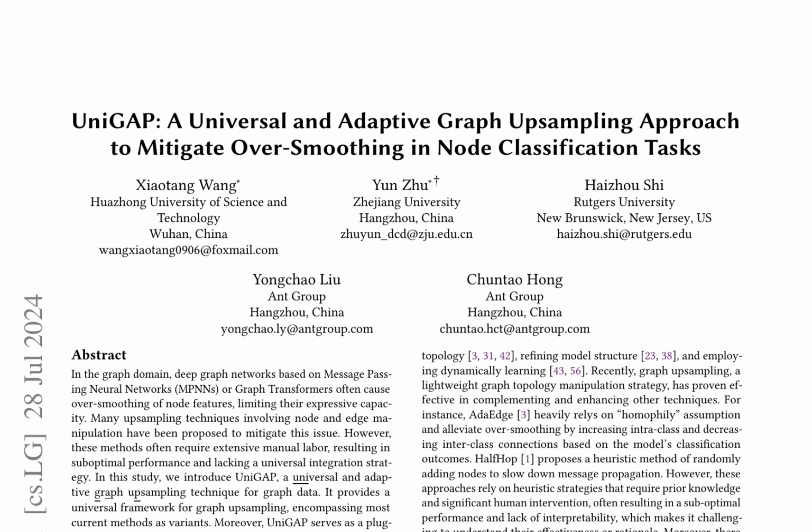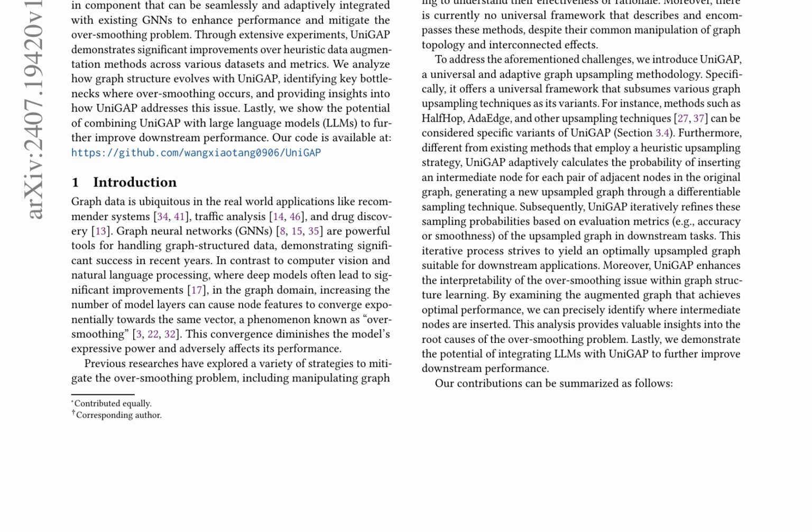UniGAP provides a universal framework for graph upsampling, encompassing most current methods as variants. Moreover, UniGAP serves as a plug-in component that can be seamlessly and adaptively integrated with existing graph neural networks, GNNs, to enhance performance and mitigate the oversmoothing problem. Through extensive experiments, UniGAP demonstrates significant improvements over heuristic data augmentation methods across various datasets and metrics.